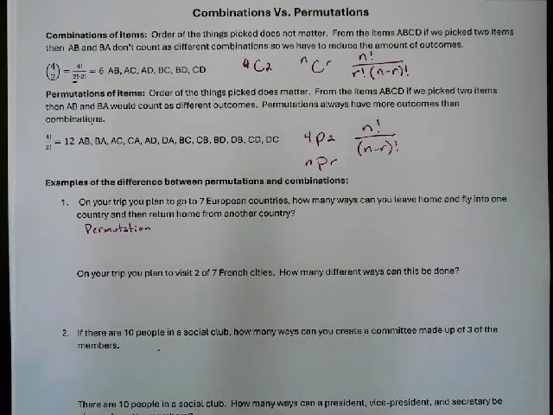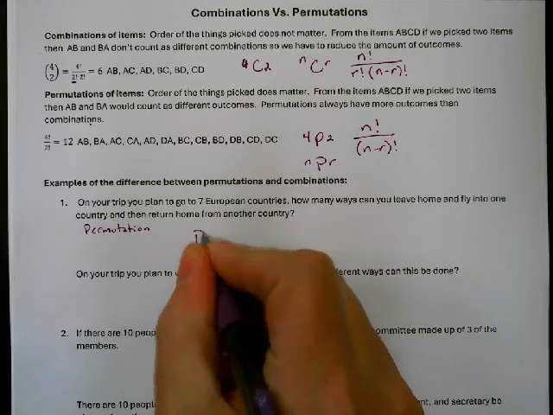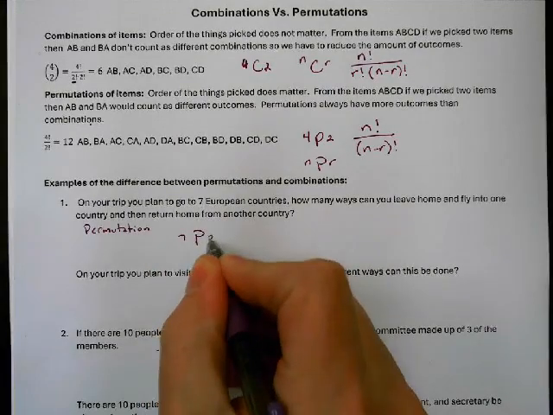Because let's say that I fly into France and I come home from Spain. So France, Spain, fly into France, come back from Spain. Well, if I flew into Spain and came back from France, that'd be a totally different trip. So order does matter in this one. So this one would be a permutation, where we have 7 things and we're picking 2.